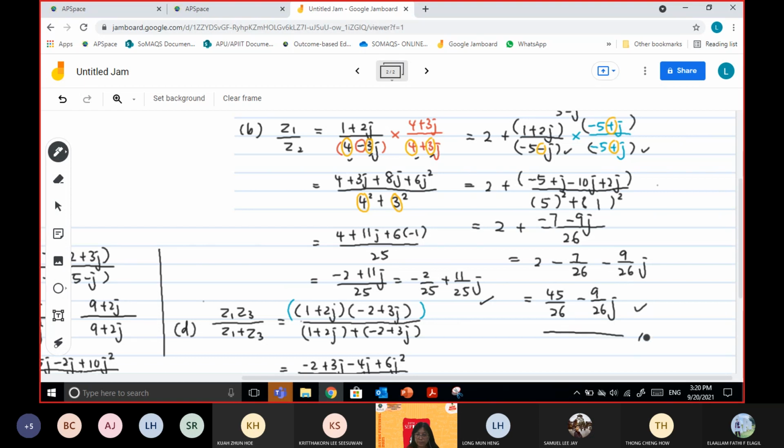Any question for number 2? We have a recap on the addition, subtraction, division, multiplication. Tally with your answer.